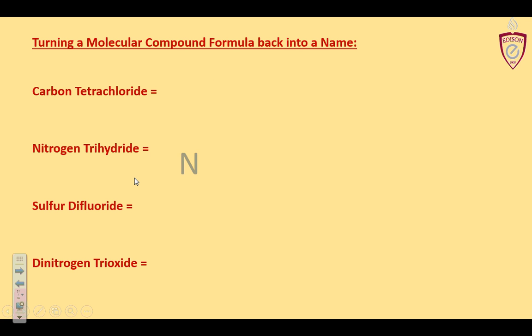Okay. Nitrogen trihydride. Nitrogen's N, and there's no mono, so it's just N. Okay. Tri means there's 3 of something, and hydra, which element does that sound like? Hydrogen. Hydrogen. So H, and how many of them are there? H3.